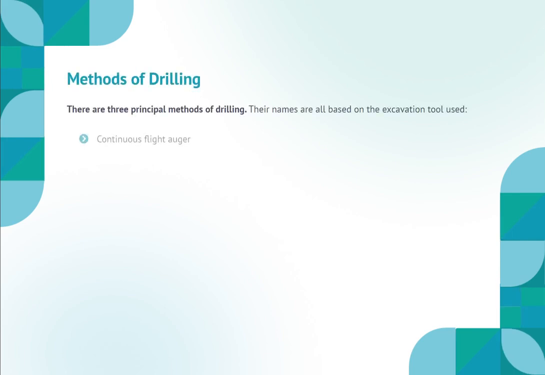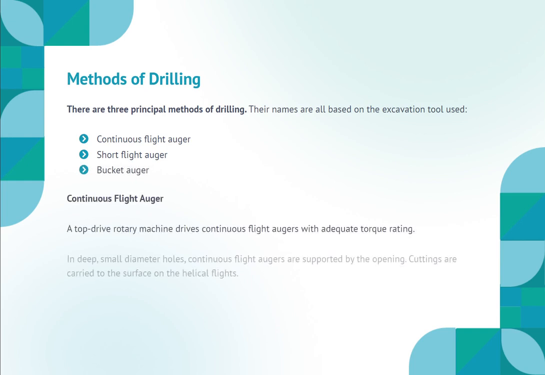Methods of drilling. There are 3 principal methods of drilling. Their names are all based on the excavation tool used: continuous flight auger, short flight auger, and bucket auger. Continuous flight auger. A top-drive rotary machine drives continuous flight augers with adequate torque rating. In deep, small diameter holes, continuous flight augers are supported by the opening. Cuttings are carried to the surface on the helical flights.